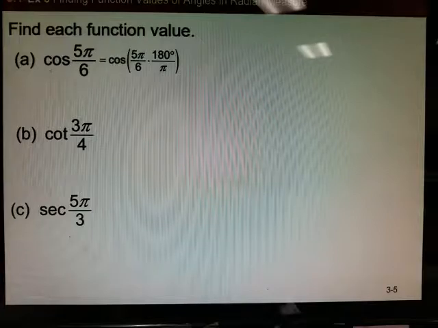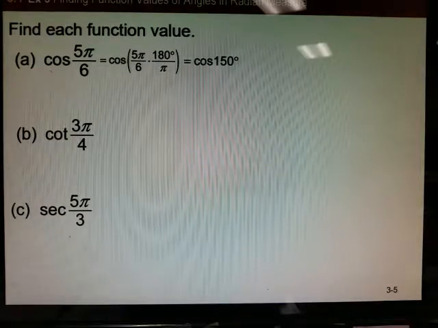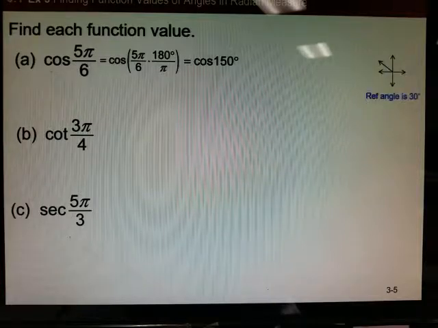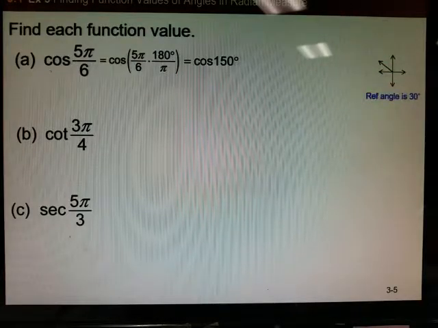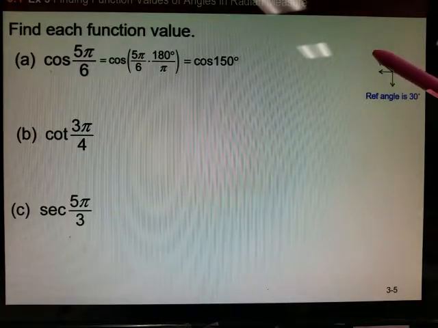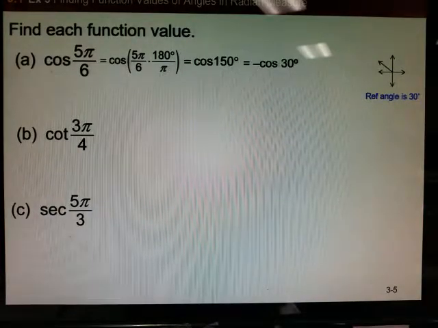So that's the first thing I would do, I would convert that, and now I need the cosine of 150 degrees. Now we need to think about what quadrant that is in. So 150 degrees would put me in quadrant 2 with a reference angle of 30 degrees. By my statement, all students take calculus, the cosine here would be negative. So therefore I know this answer would be equal to negative whatever the cosine of 30 degrees is.